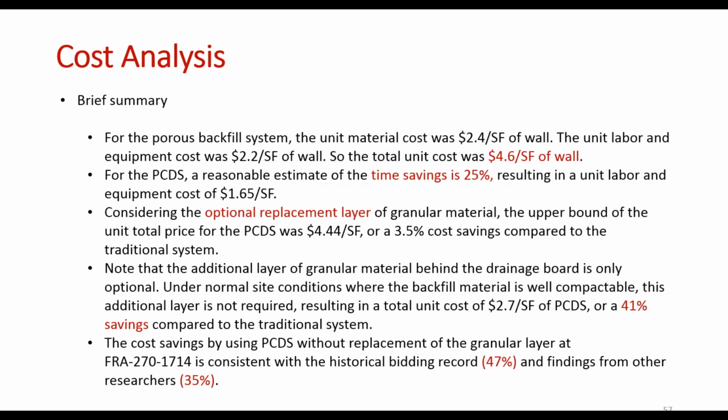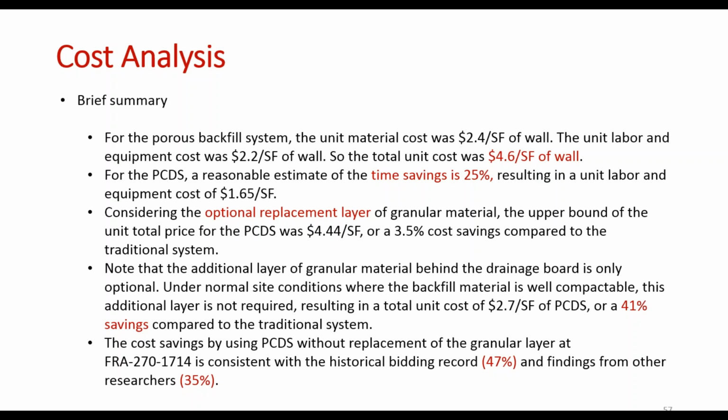So again, a little bit of a summary. To be simple, considering the optional replacement layer of granular material, we can call this cost the upper bound of this new method because you have an additional replacement layer. So this unit total price for the PCDS system will be about 3.5% less than the traditional method. But if you don't use that optional replacement layer, you will have about 41% of savings.